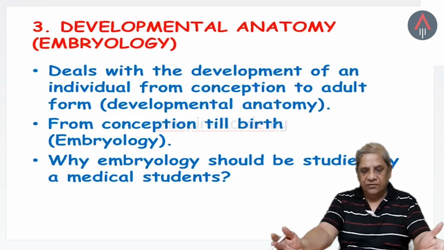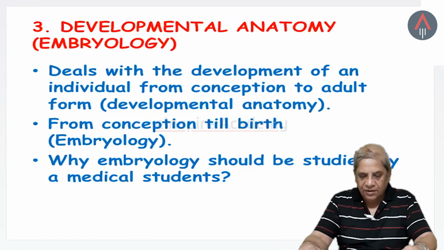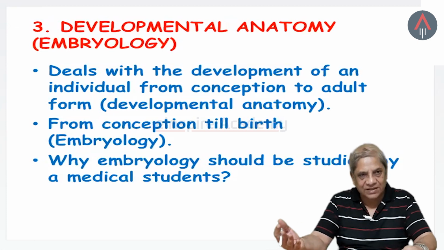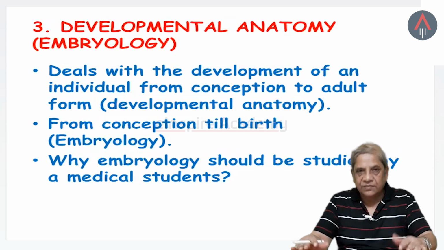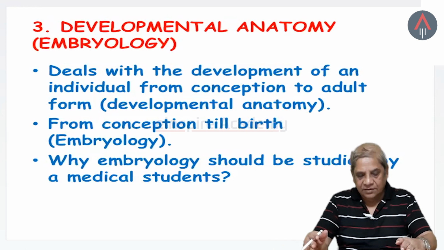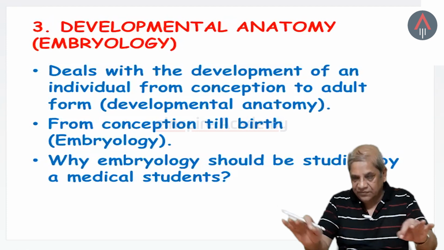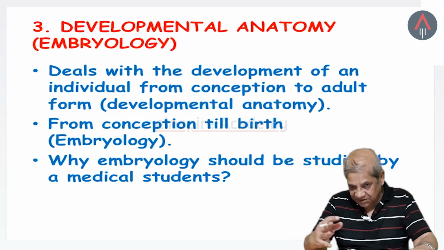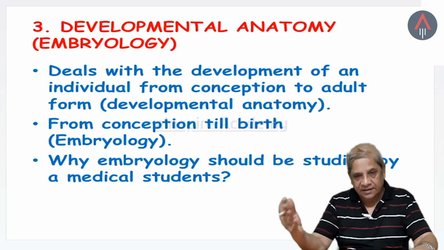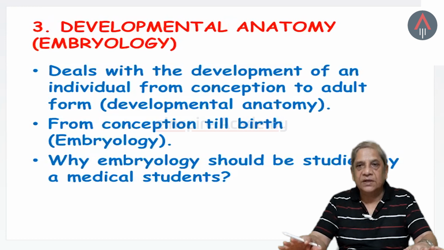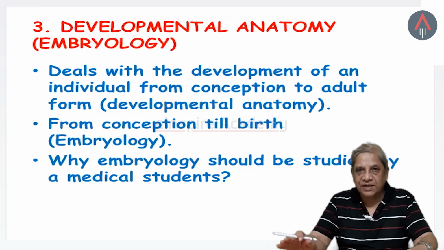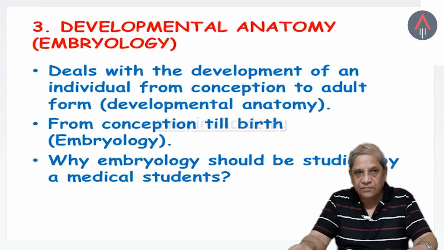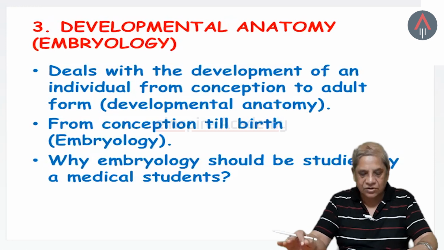Our third branch will be embryology. It deals with the development of an individual, as I told you, from conception to adult form, that is up to the time you become adult. That is called developmental anatomy, and it extends right from fertilization until adulthood is achieved, because the anatomy keeps on changing in childhood. Until and unless you become adult, your anatomy is changing.